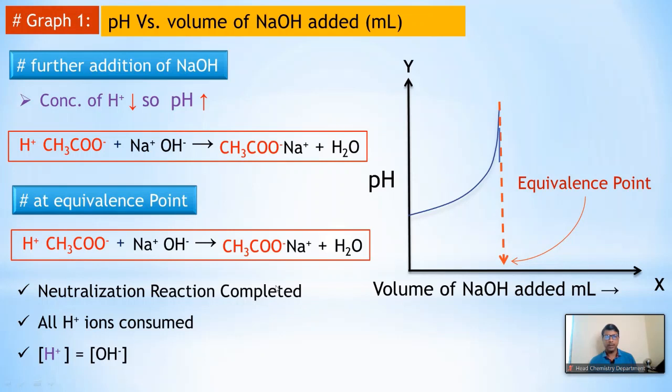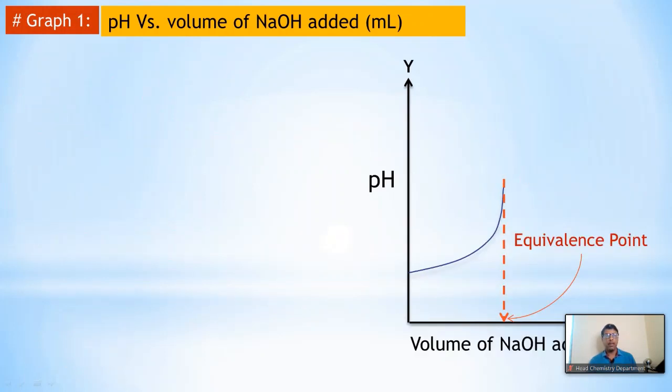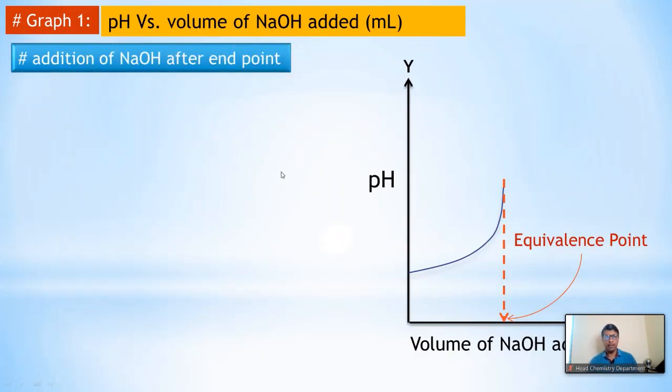At this equivalence point, the neutralization reaction is completed, all H plus ions are consumed, and the concentrations of these two ions are equal. Again, what happens when we add NaOH after the end point? After the end point, we simply add OH minus ions into the solution. There is no H plus ion left, so we only add OH minus ions. As you know, as the OH minus ion concentration increases, pH also increases. So after some time you will find a constant value of pH.